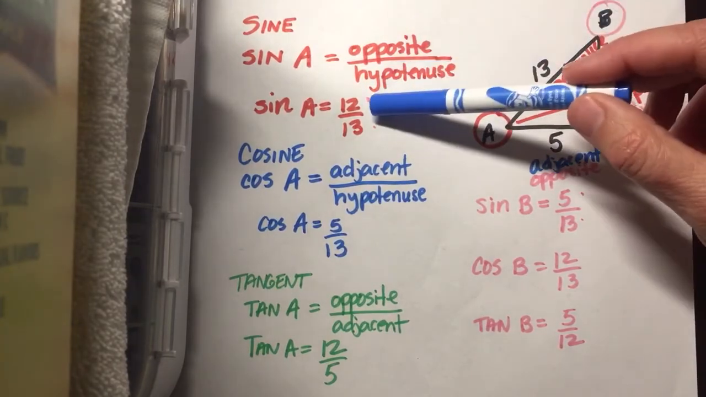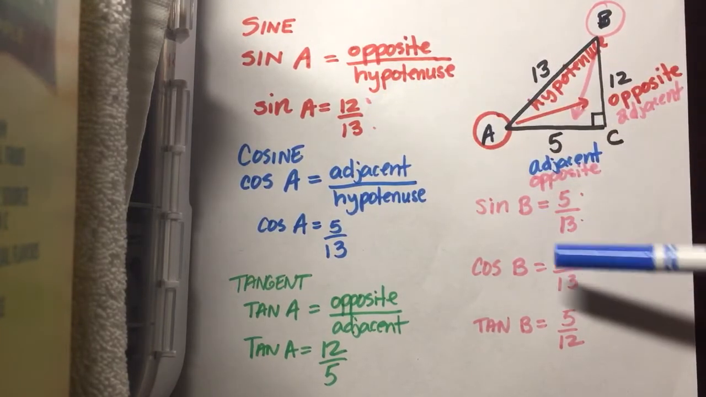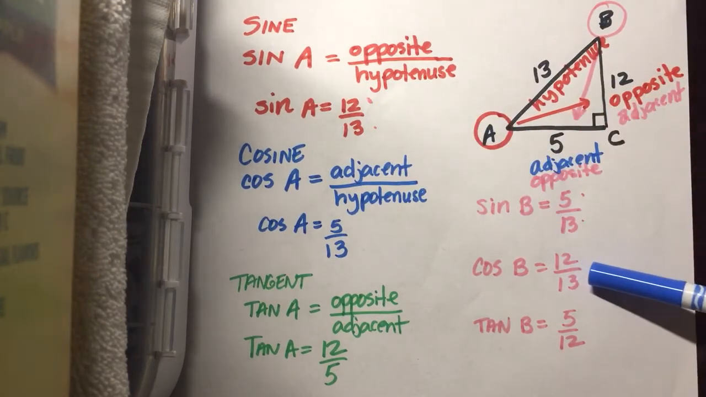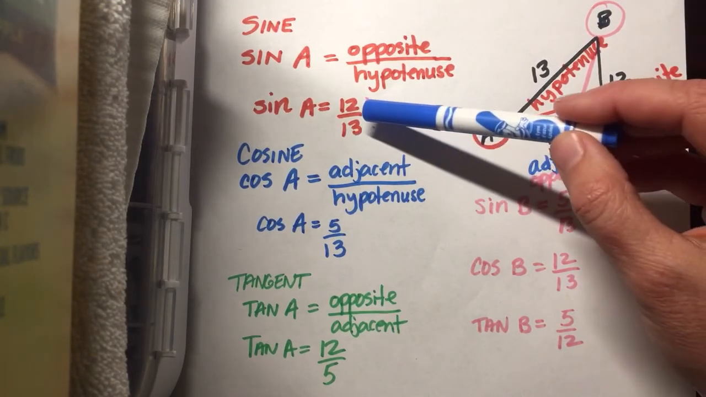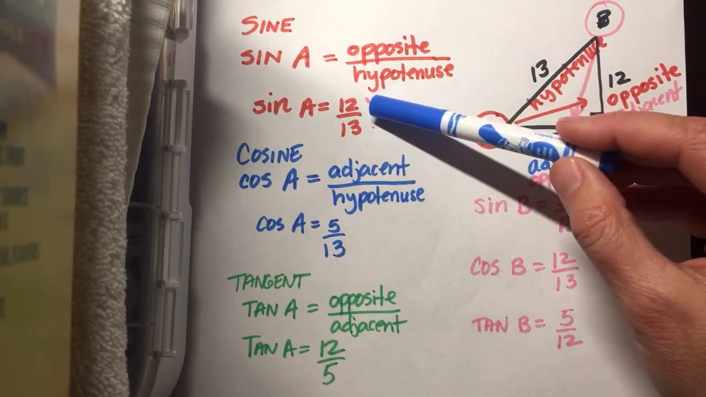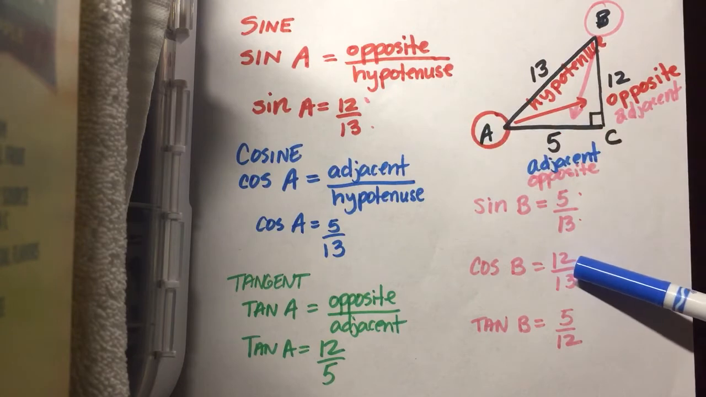So look at the sine of A and look at the cosine of B. Do you notice how they're the same? Sine of A, cosine B. Because what happens? What was opposite becomes adjacent, and what was adjacent becomes opposite.